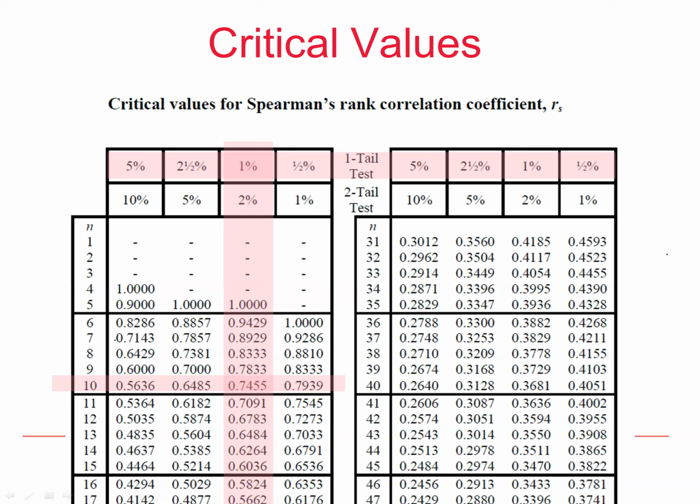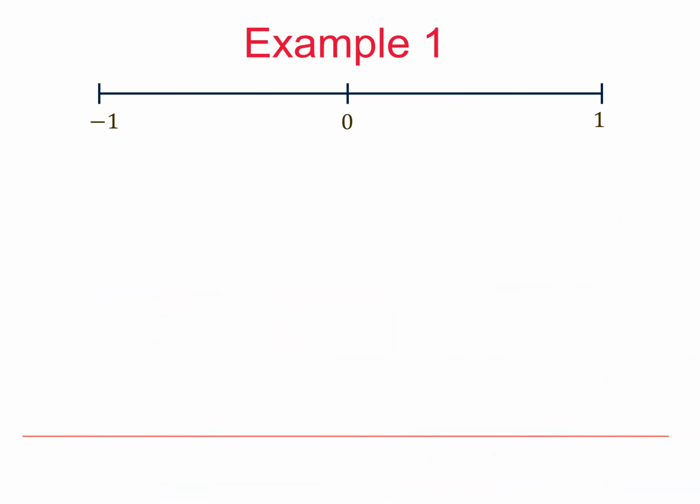Note that we only have positive values here, but it's all symmetrical, and we're looking for more extreme results. So we'd use minus 0.7455 and look for results which are closer to minus 1. So the critical value is minus 0.7455, which is here. This is the critical region. Values of the test statistic here are significant. Note that the insignificant region contains 0, which is our null hypothesis.